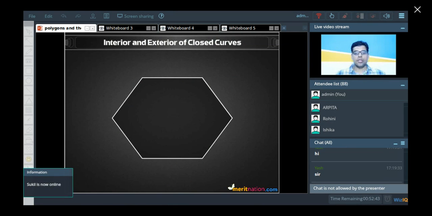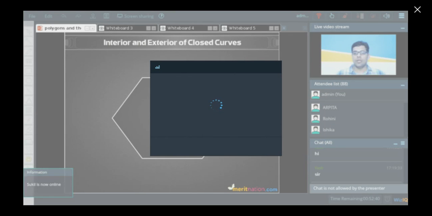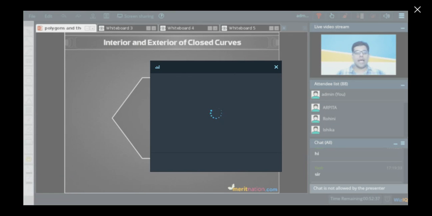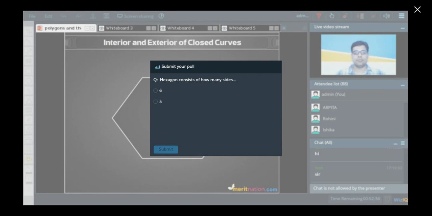The first question is here, the poll question. Now, the question is published in front of you. Hexagon consists of how many sides? Option A, you have 6. Option B is 5. So we have here maximum number of votes. They are going with option 1, that is 6 sides. Absolutely right. The right answer is 6. The 5 sides are not contained in a hexagon. The hexagon contains 6 sides.